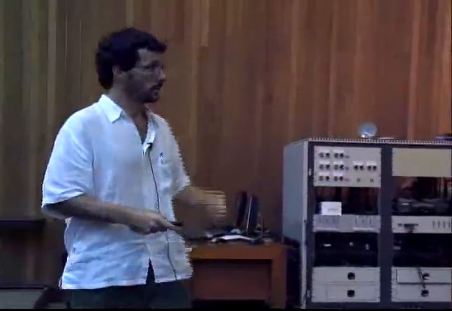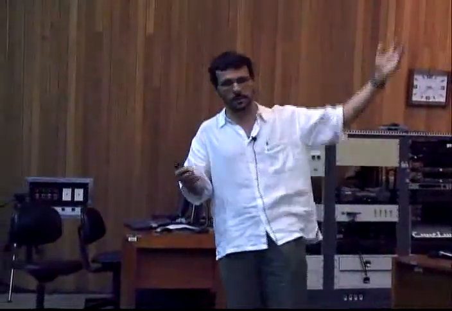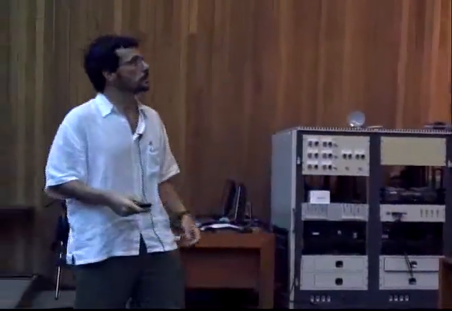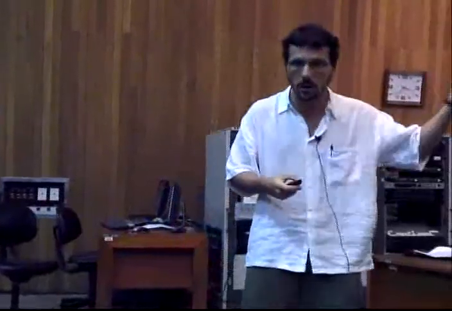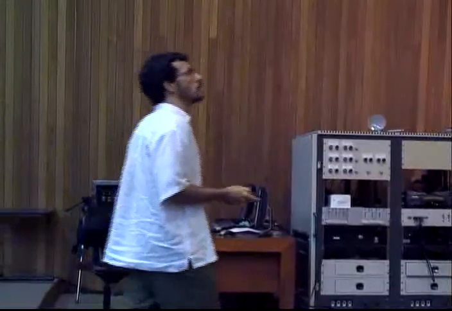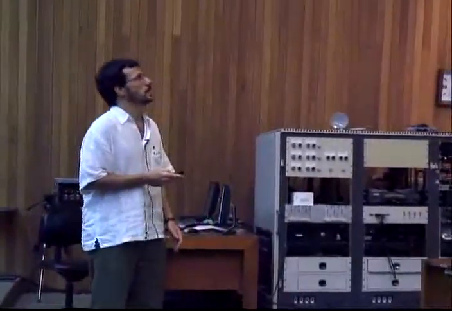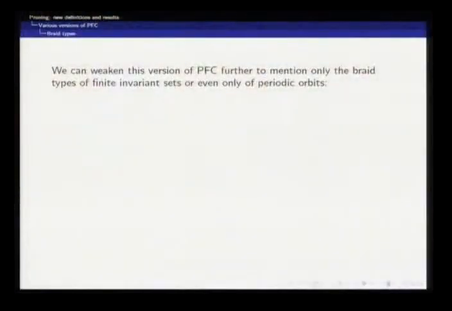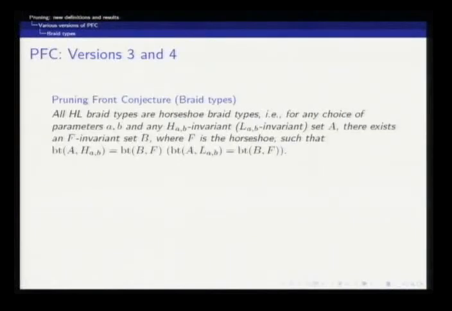You specify a type of crossing, or a type of orbit, or a type of invariant set, and then you say that all Hénon braid types are horseshoe braid types. That is, if you take any invariant set in a Hénon or a Lozi map, there is an invariant set of the horseshoe with the same braid type. Okay? So that's the third version. And then we can weaken that a little bit. I'm talking here about any braid types, Cantor sets, you name it.